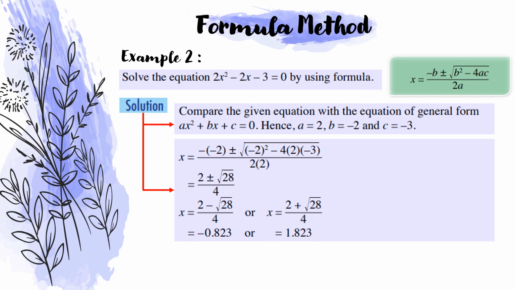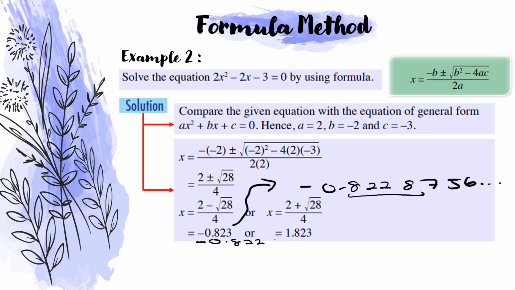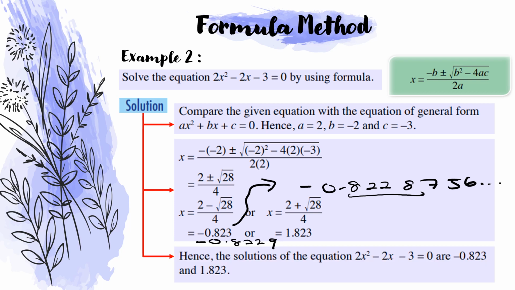So if I press the calculator here, it is actually negative 0.8228756 and so on. So for significant figures, 0 is not included, so it should be 8.229. So the answer should be negative 0.8229, and this one is right, 1.823. Okay, so the solution or the roots are negative 0.8229 and 1.823.